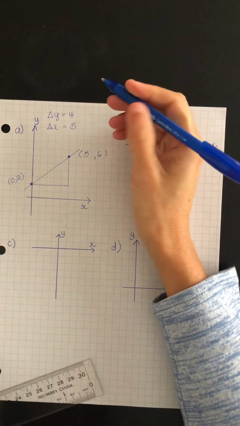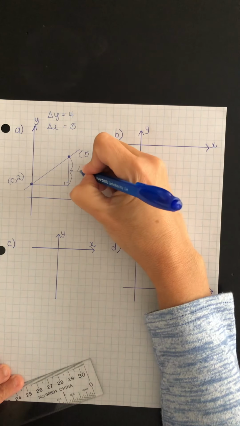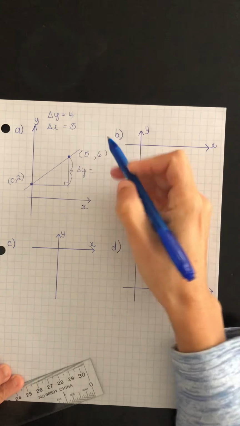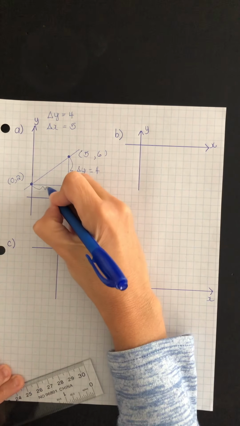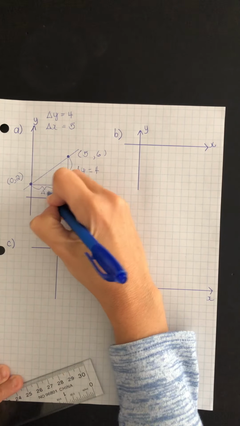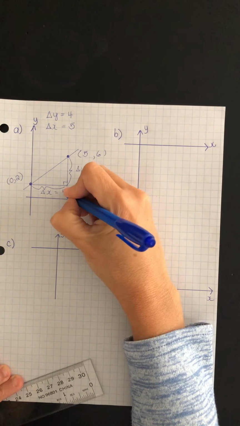This is a positive slope. The change in y here is the difference between 6 and 2, so it's 4, while the change in x is the difference between 5 and 0. Like that.